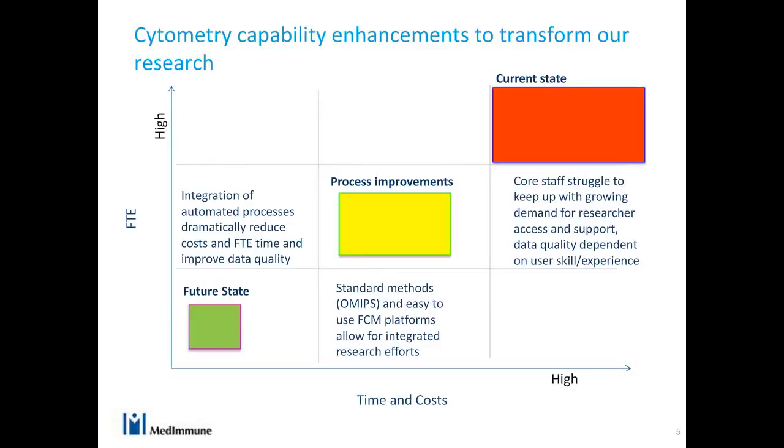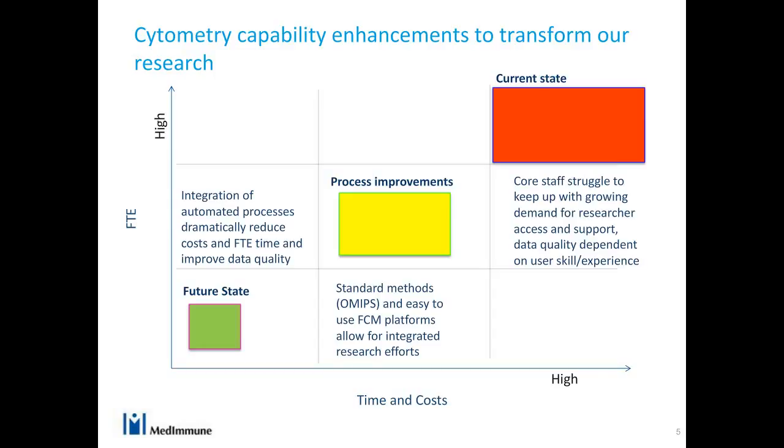In pharmaceutical research, there are constant pressures to improve efficiency and reduce costs. We have devised a roadmap to transform our research to reduce time and cost of research activities. Our simplification efforts, we believe, have provided a productivity gain. Our current state is that our core staff struggle to keep up with the growing demand for researcher access and support, and the data quality generated from our facilities seems dependent on the user skill or experience.